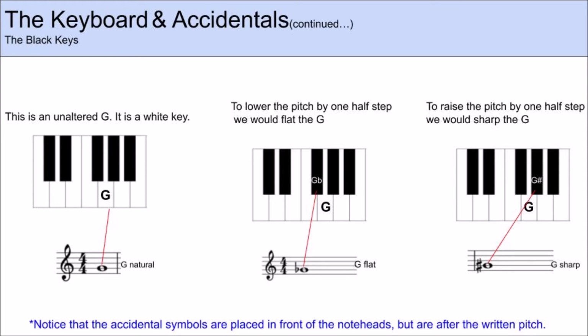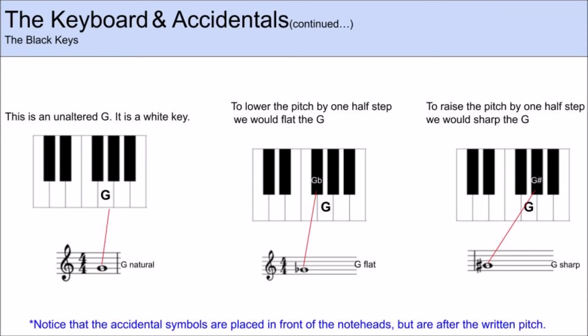Here I have an example of how these accidentals work in relation to the black keys. On the left, pictured on the staff, you have the pitch G. On the keyboard, it is that white key with the G on it. This is unaltered, and it's simply the pitch G. We also might call this G natural. That is the natural state of the pitch.